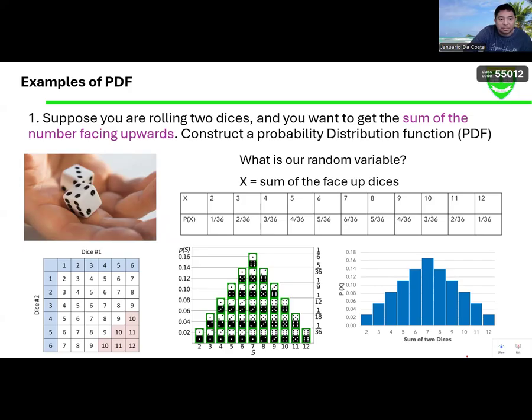When you sum them up, you will not get 2.345 or 7.976. All you will get is a discrete number: 2, 3, 4, 5, 6, 7, 8, 9, 10, 11, or 12. You will not get 12.315.